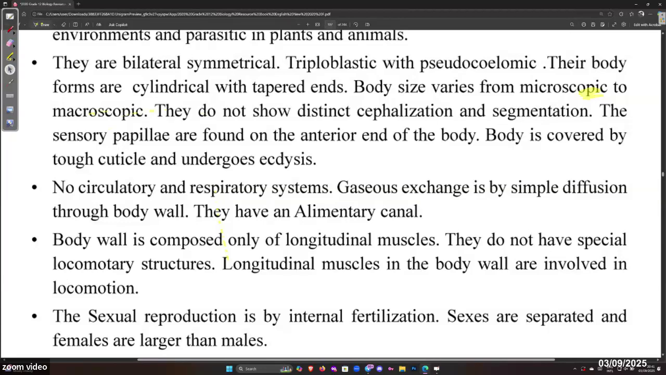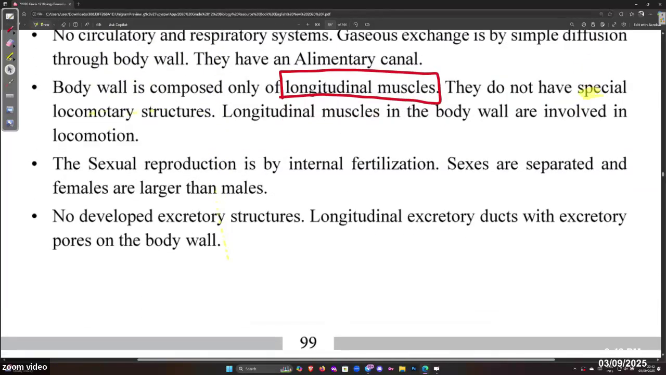They do not show distinct cephalization and segmentation. Sensory papillae are present in the anterior end. No circulatory or respiratory system. Body wall composed only of longitudinal muscles, which is very important. Alimentary canal present. Mouth and anus there. So longitudinal muscles help these animals to locomote.